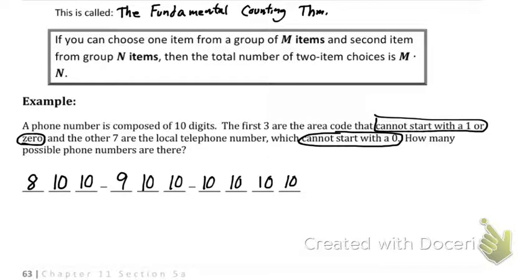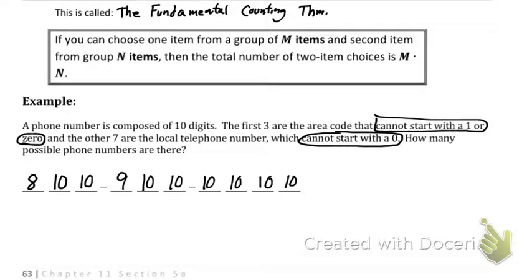So how is this the fundamental counting theorem? Well, what I'm actually dividing this up into is 10 individual groups where I'm pulling numbers from. And I need to pull 1 number from each of these groups. Just like where you had 3 pairs of pants and 2 shirts. I have 8 numbers, 10 numbers, 10 numbers, 9 numbers, 10 numbers, 10 numbers, 10 numbers, 10 numbers. So if we have all of these groups, and I'm pulling 1 item from each group, we just need to multiply all the groups together, and we'll have our answer.